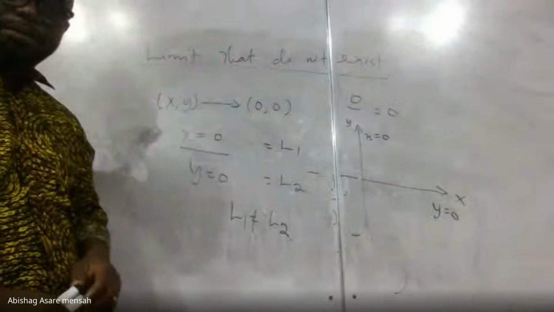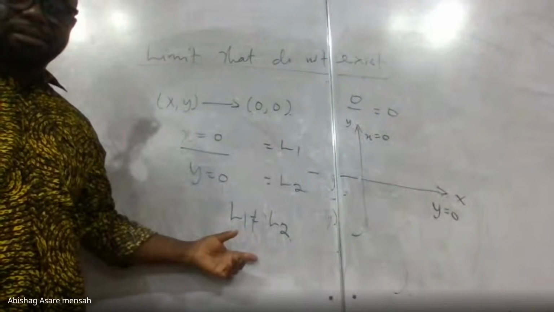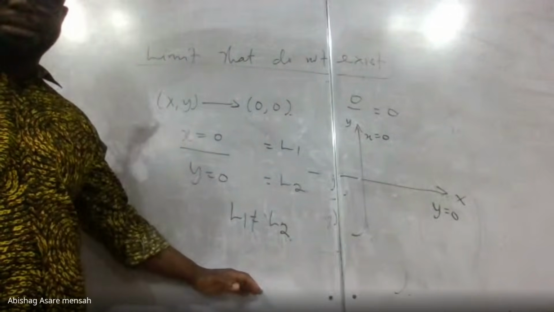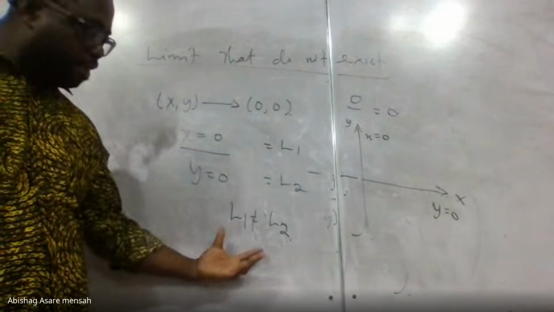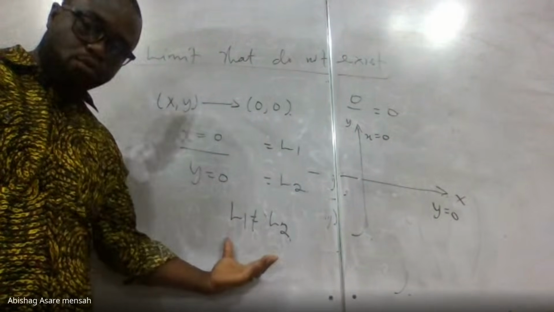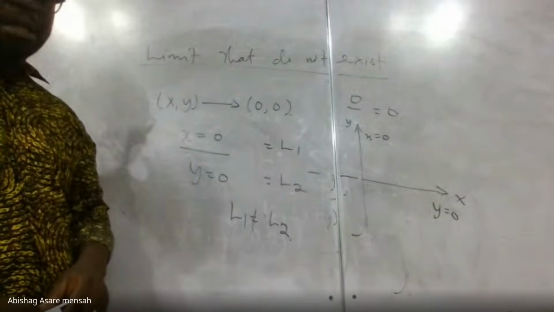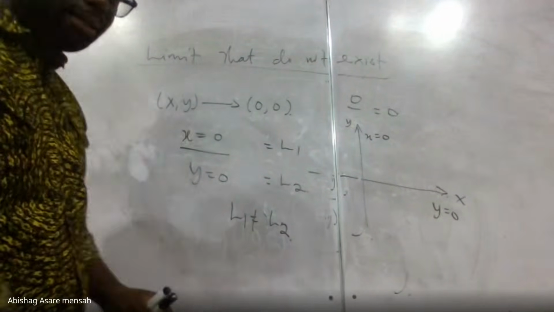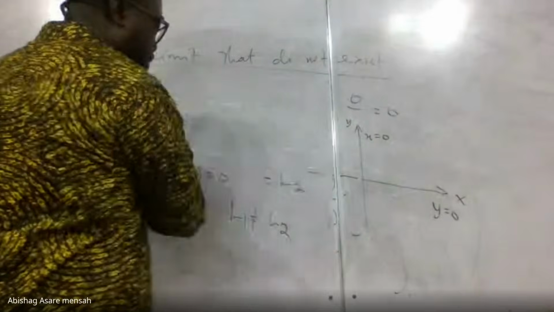If the results are the same, we cannot conclude on the first test. We need to do another test to conclude that yes, it exists. But if in the first test the two are not the same, then you conclude that the limit of that function does not exist. Now, let's take the one that I gave you and illustrate it.